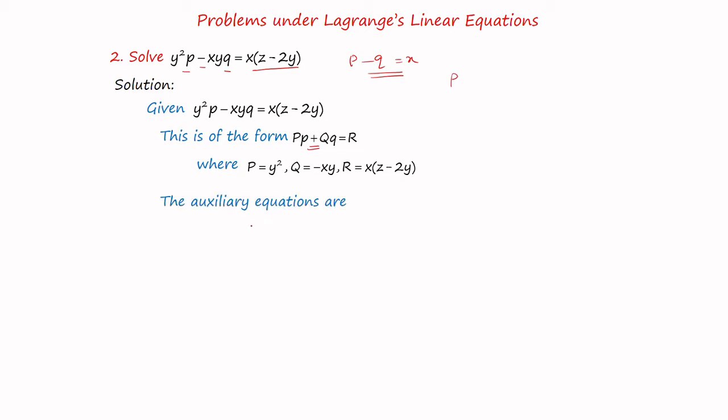Now we have to form the auxiliary equation or subsidiary equation, both one and the same. So auxiliary equations are dx by P is equal to dy by Q is equal to dz by R. After that you have to substitute P, Q and R values. We already know those values, isn't it? So dx by y squared is equal to dy by minus xy and dz by x into z minus 2y. So we have to number these equations as 1, 2, 3. This is called ratios.